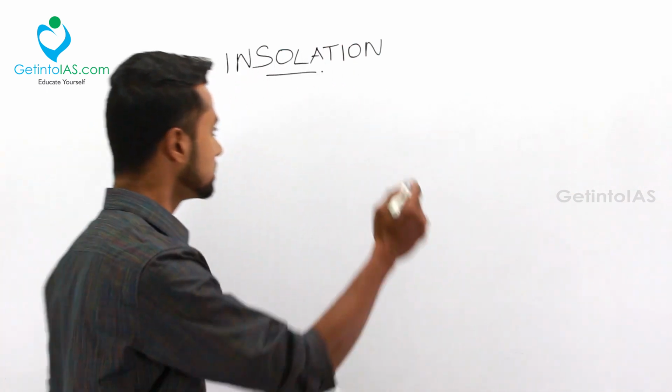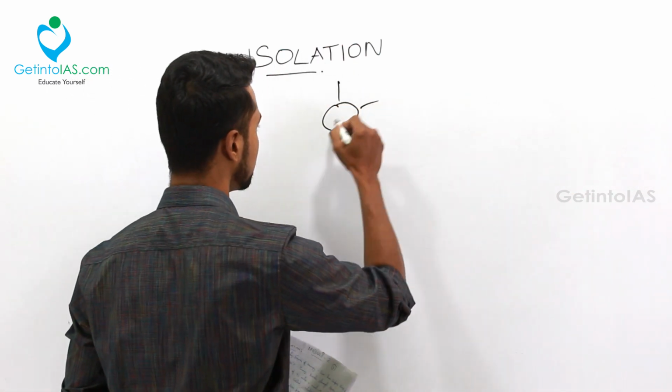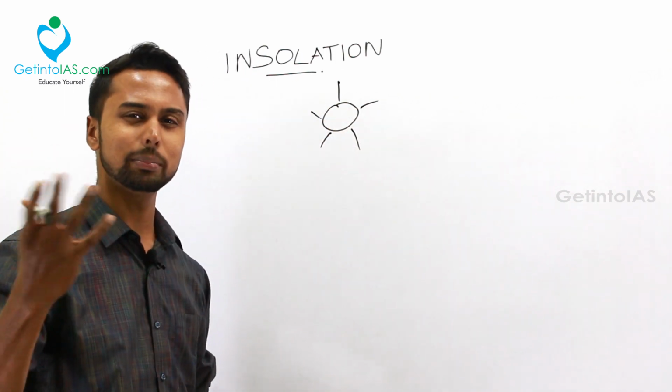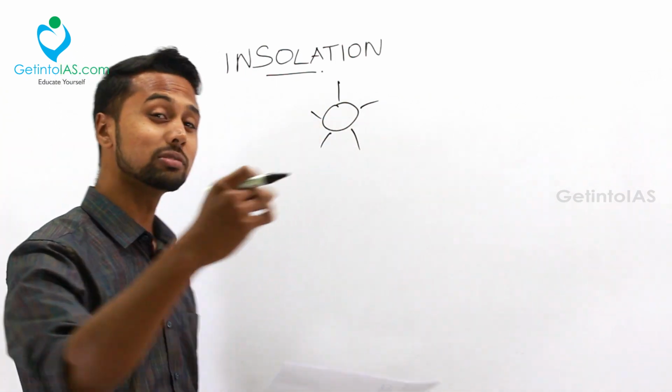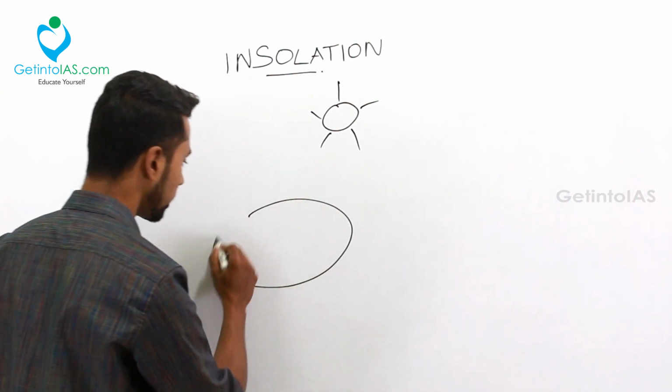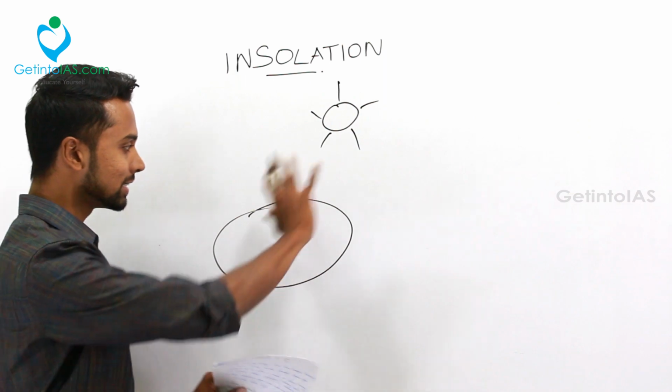So what is the main source of energy for this atmosphere? We all know that is the sun. Bright sun. What is the temperature of the sun? The sun is so much hotter, around 10,000 Fahrenheit. That much heat it is producing, and you all know Earth is here. This diagram is just an example.